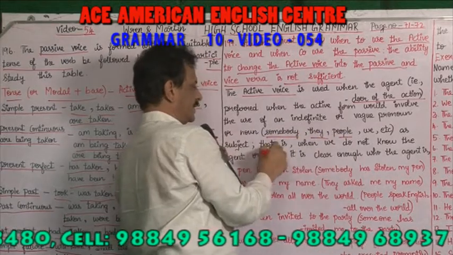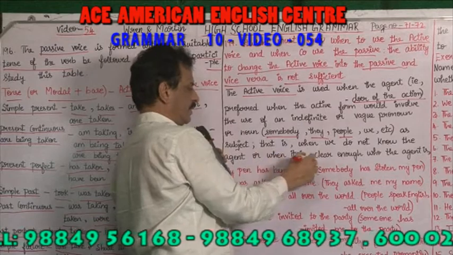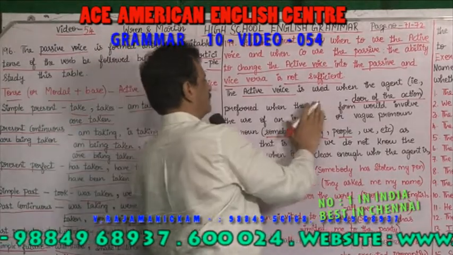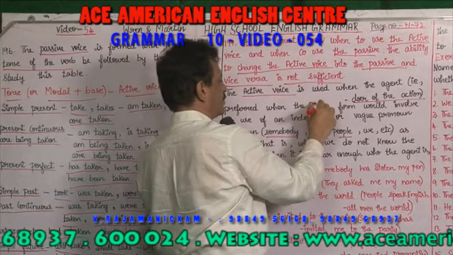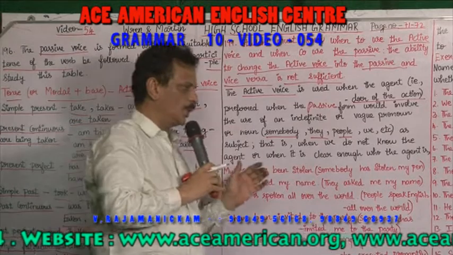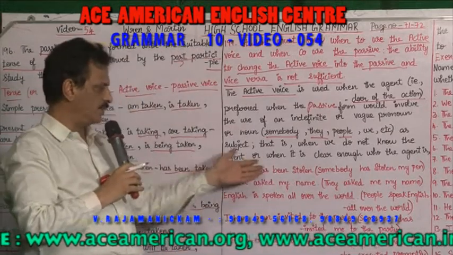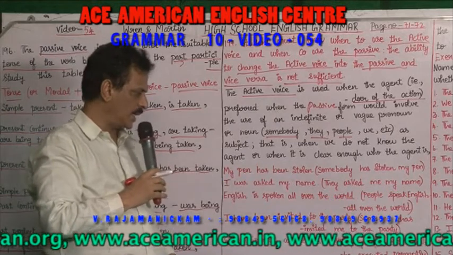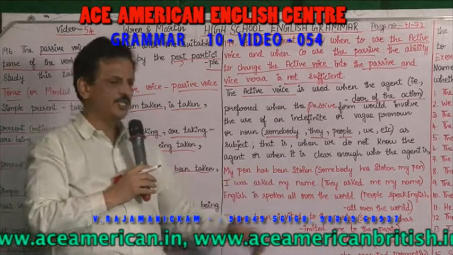But the subject, that is, when we do not know the agent or when it is clear enough who the agent is. See, the passive form. When is the passive form used? Passive form is used when we do not know the agent or when it is clear enough who the agent is. My pen has been stolen.